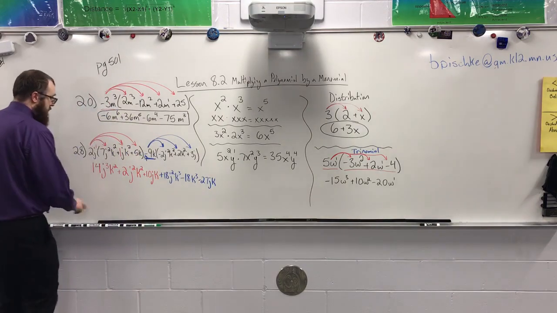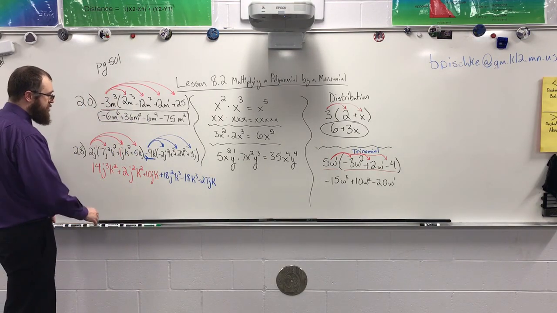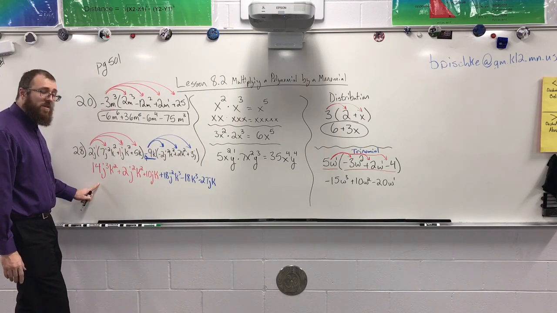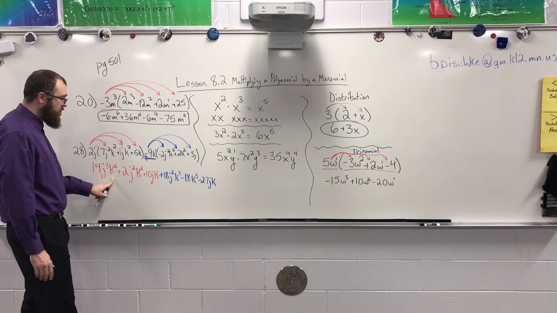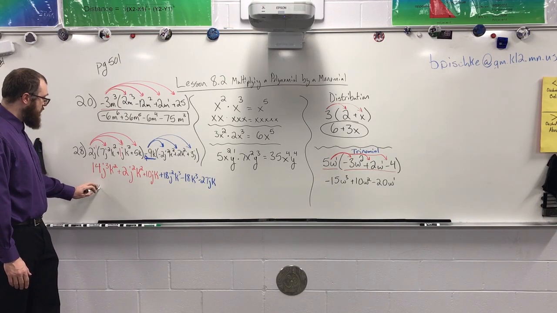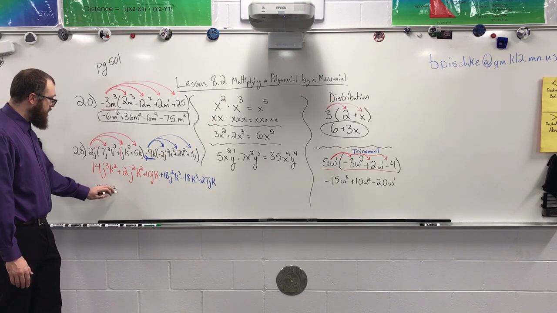There is nothing I can combine with this 14j to the third k squared. This is a j squared k to the third. That's different than a j to the third k squared. So this is on its own out front: 14j to the third k squared.